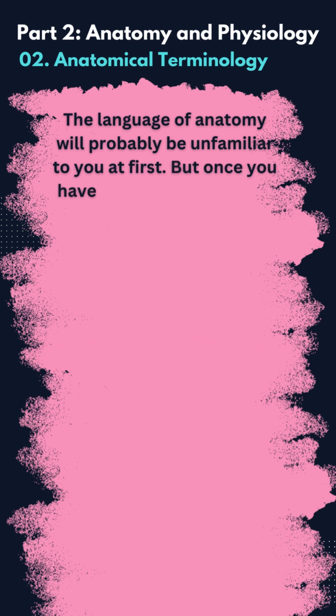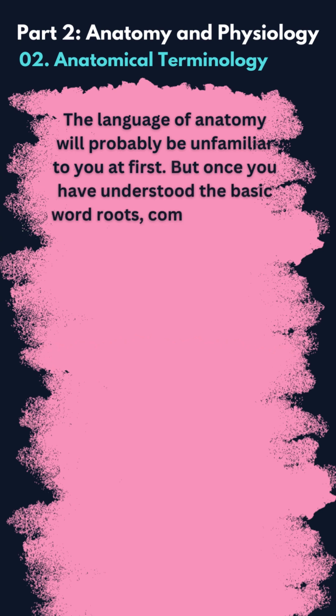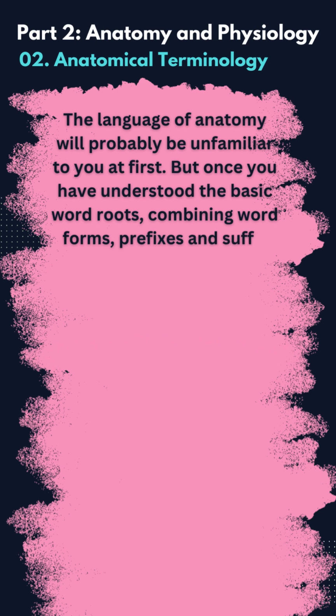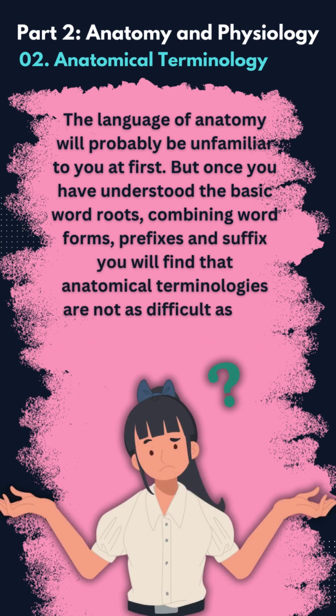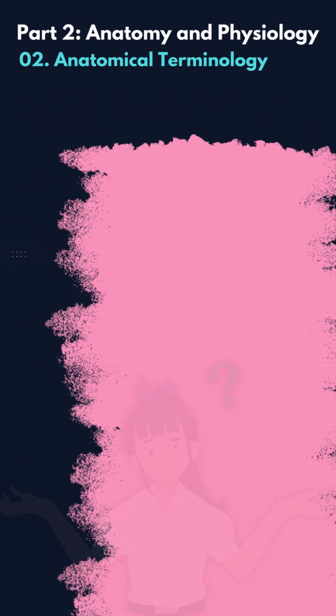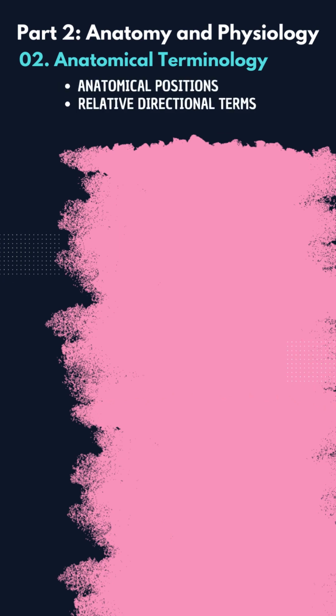The language of anatomy will probably be unfamiliar to you at first. But once you have understood the basic word roots, combining word forms, prefixes, and suffixes, you will find that anatomical terminologies are not as difficult as you first imagined. For easy understanding, the anatomical terminology can be studied in 3 parts, that is first, anatomical position, second, relative directional terms, and third, body parts and regions.